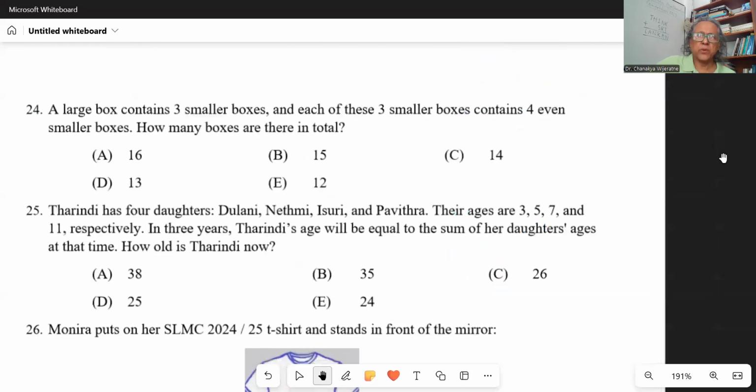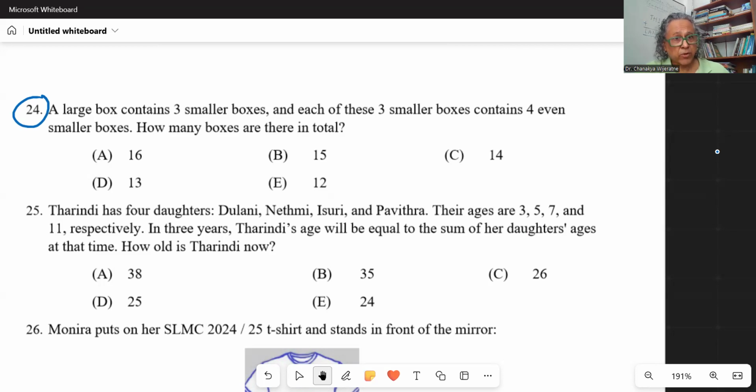Right, next one. A large box contains 3 smaller boxes, and each of these 3 smaller boxes contains 4 even smaller boxes. How many boxes are there in total? So boxes in boxes in boxes, right? So it's a nest of boxes.